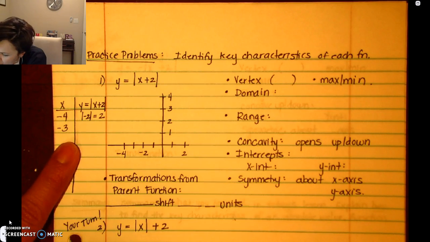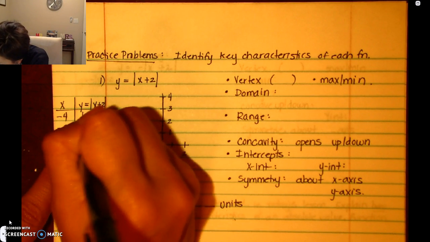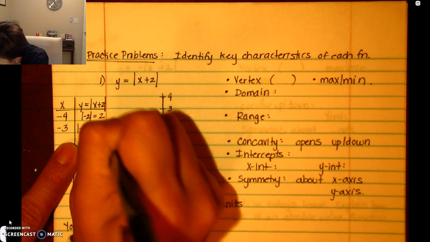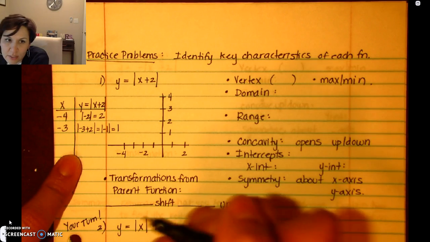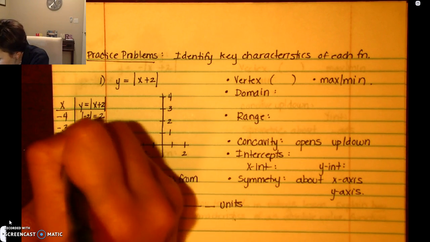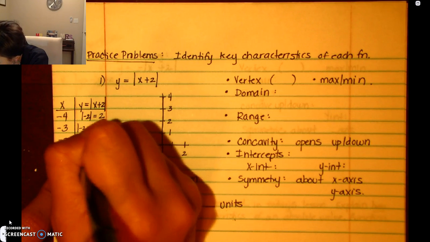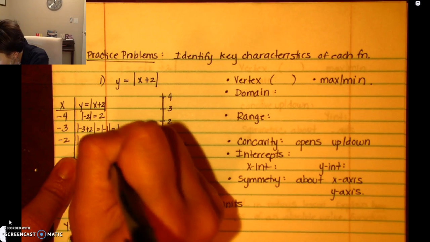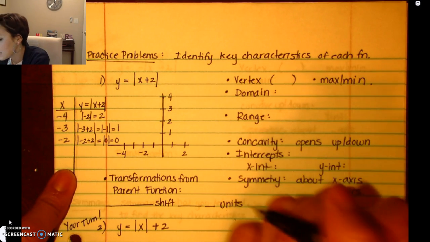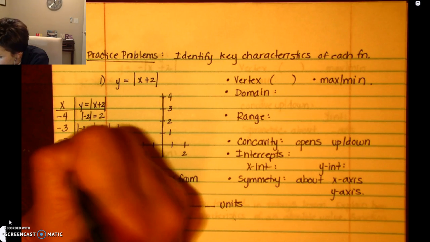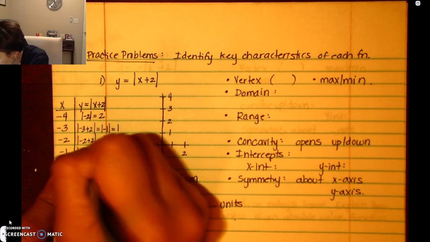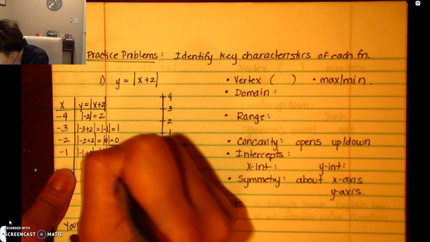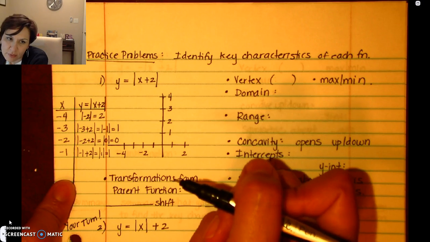Let's say our input is -3. What is -3 plus 2? That is equal to -1, but the absolute value of -1 is just 1. Do the same thing for an input of -2. If I let x be equal to -2, -2 plus 2 is 0. The absolute value of 0 is 0. Then you're going to do the same thing for -1. If I let x be equal to -1, -1 plus 2 is equal to +1. The absolute value of +1 is 1.